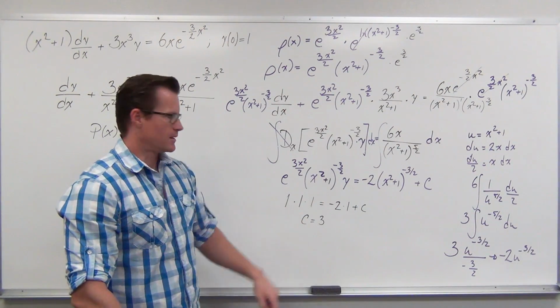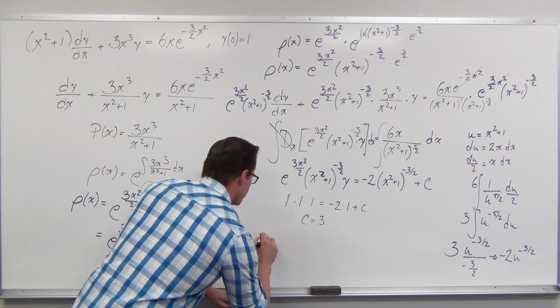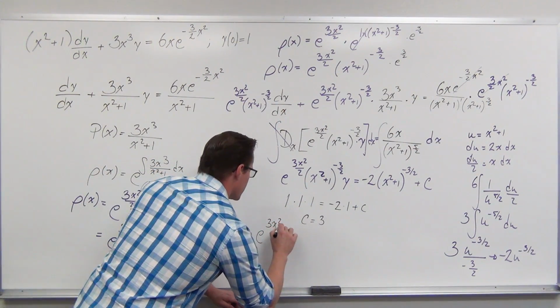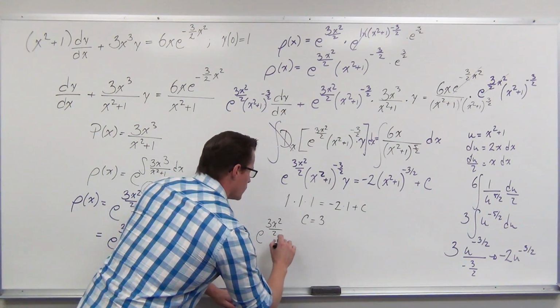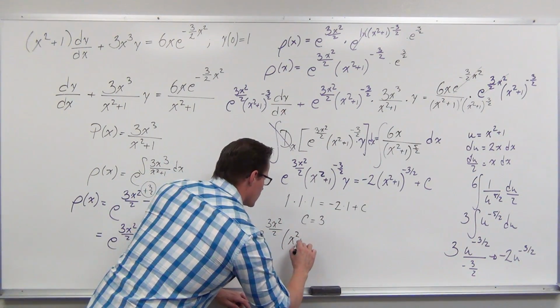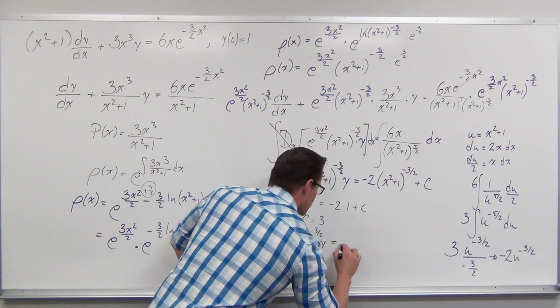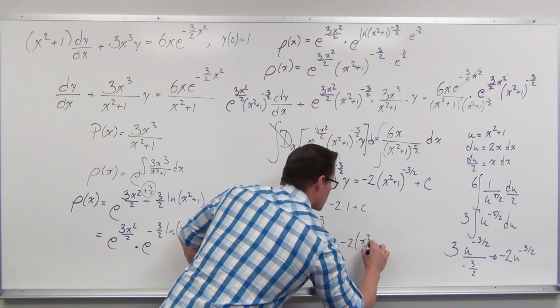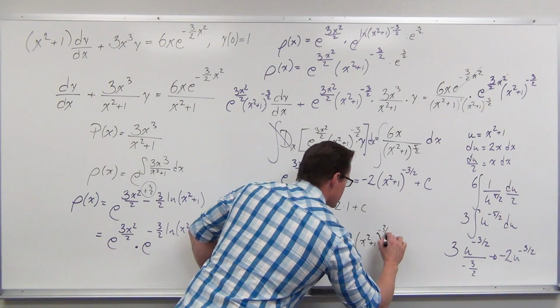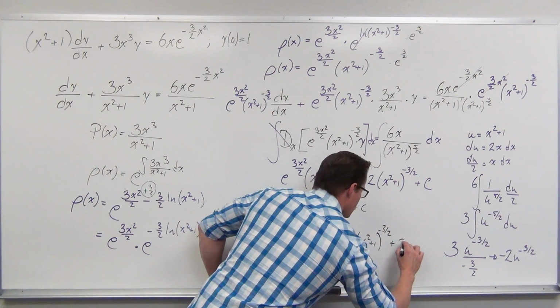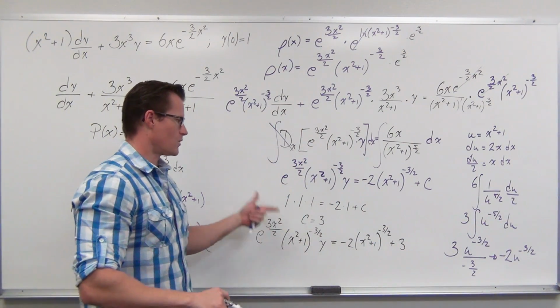Let's plug that back in. So we're going to have e to the 3x squared over 2. No problem, looking good. x squared plus 1, we can do this. Negative 3 halves y, okay, certainly kind of crazy, equals negative 2 times x squared plus 1 to the negative 3 halves, and then we have this plus 3. All we have to do now is solve for y.